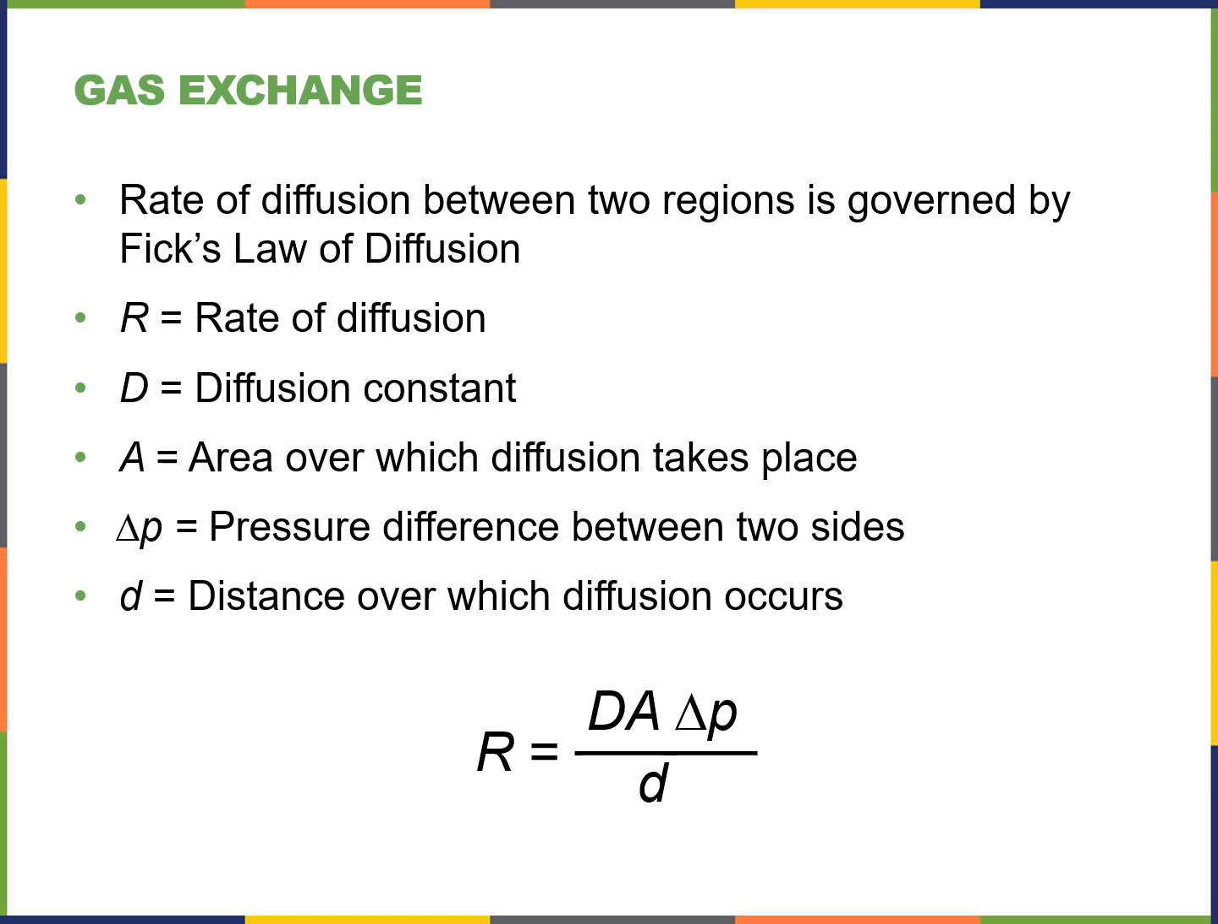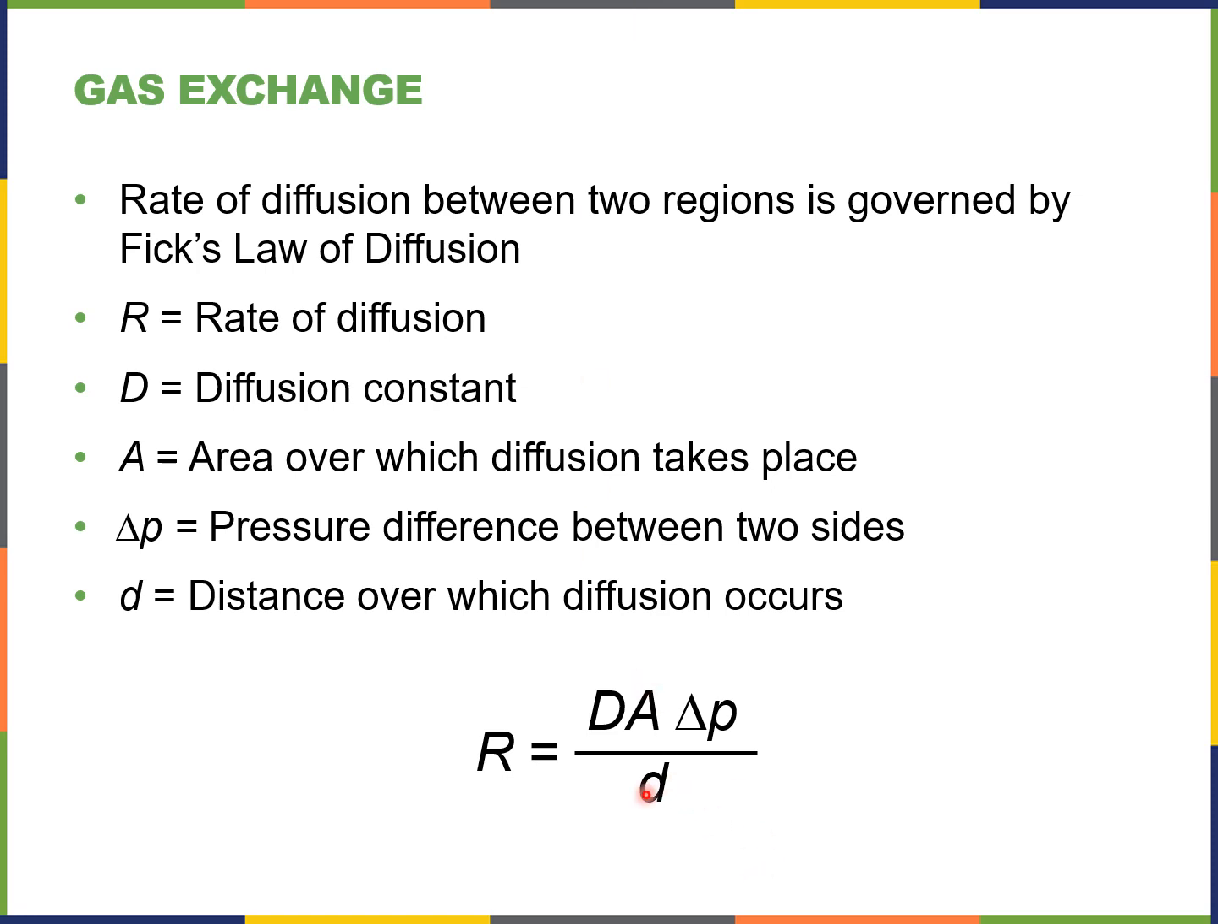So the rate of diffusion between two regions is governed by something known as Fick's law of diffusion. So you can see R here, the rate of diffusion, is equal to a diffusion constant times the area over which diffusion takes place times the pressure difference between the two sides, and then all of that is divided by the distance over which diffusion occurs.